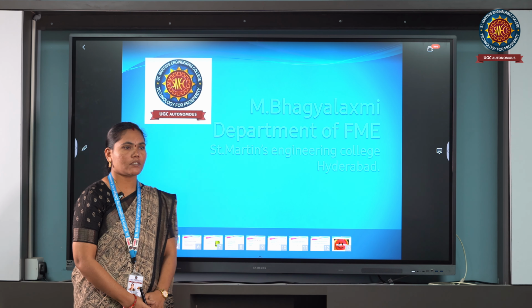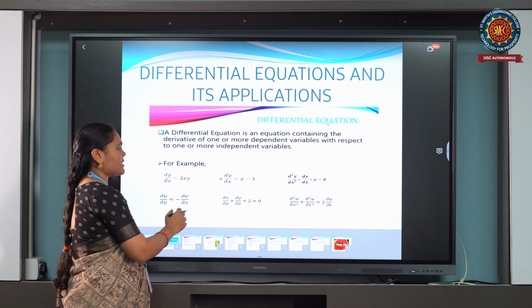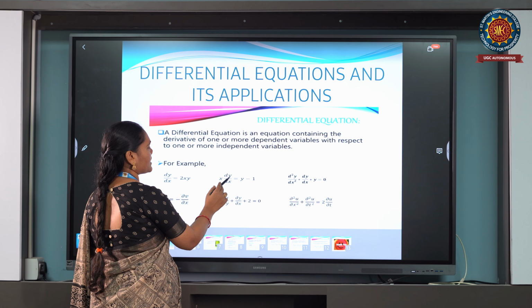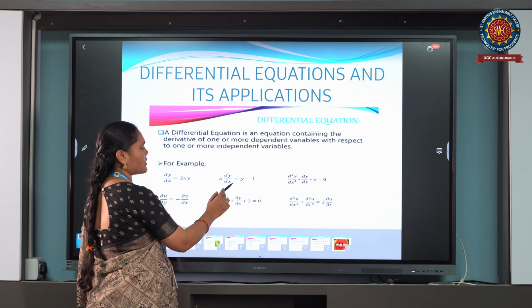We have some examples. dy by dx is equal to 2xy. This is one example of a differential equation. Another example, x into dy by dx is equal to y minus 1, and d square y by dx square plus dy by dx plus x is equal to 0. These three are examples of differential equations.